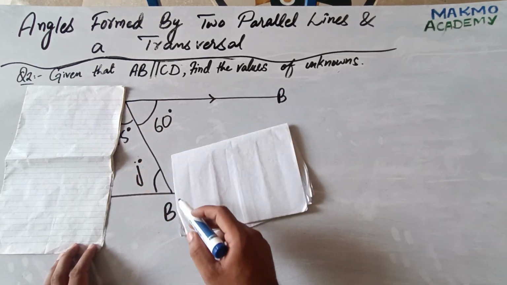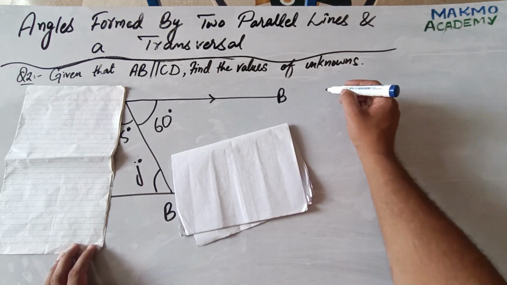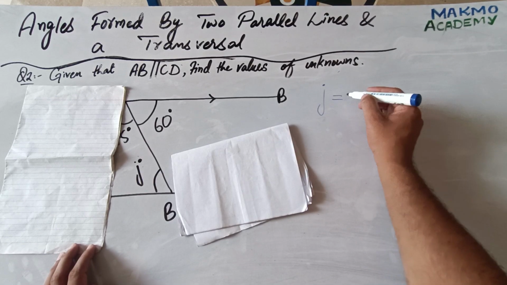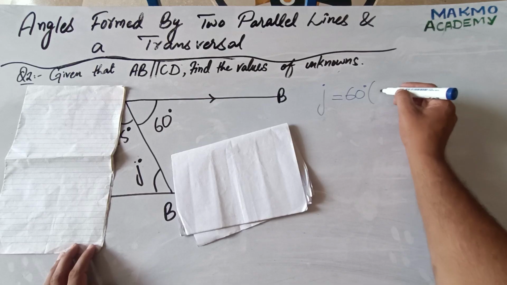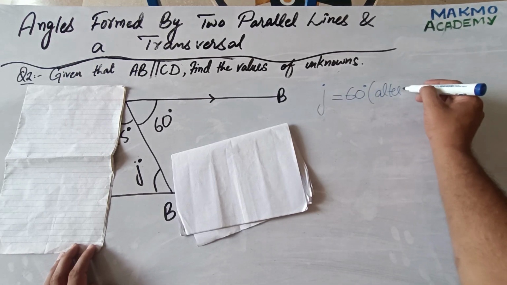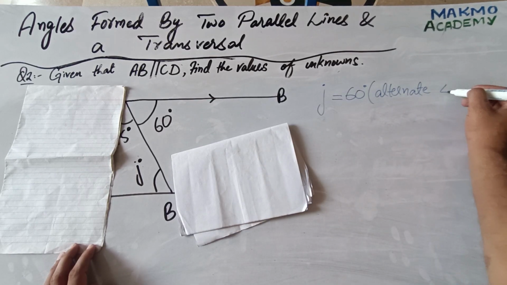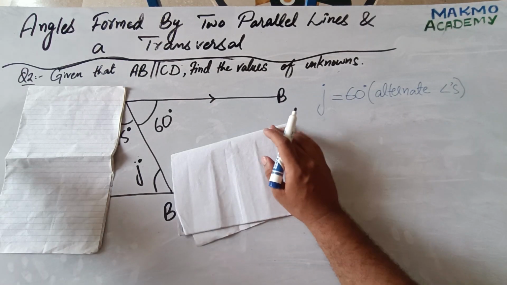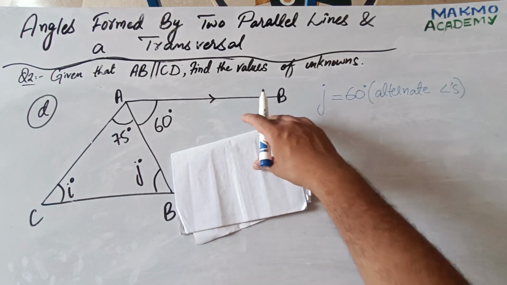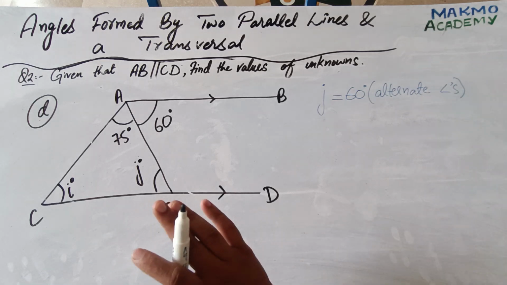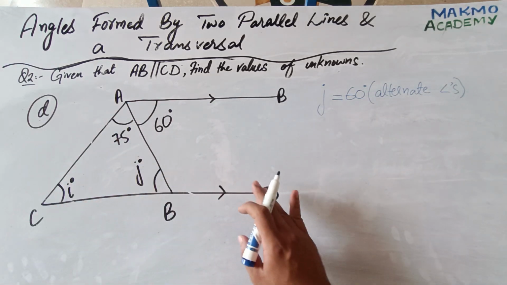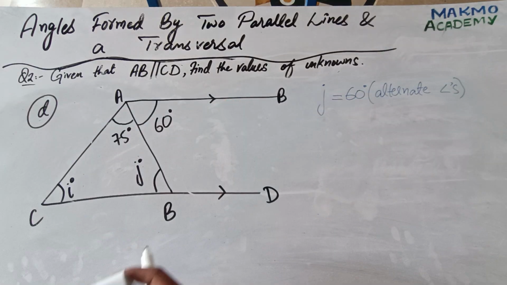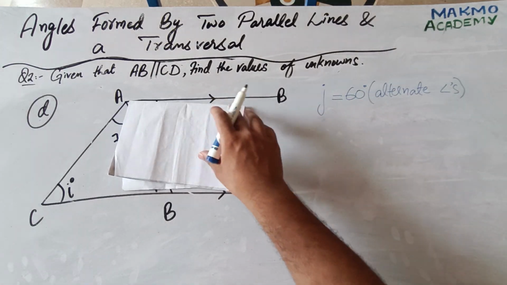Now can you see a flipped Z over here? If you can see a flipped Z, it means that J is equal to 60 degrees according to alternate angles, because they are making a very clear Z. So half portion of the unknown has been resolved. Now if you look at this problem from this perspective, forget about this transversal. Just forget about this transversal.